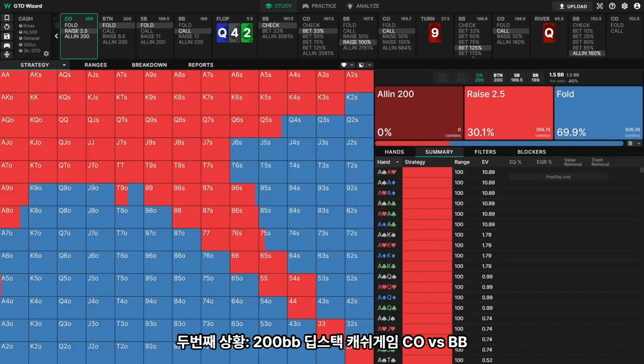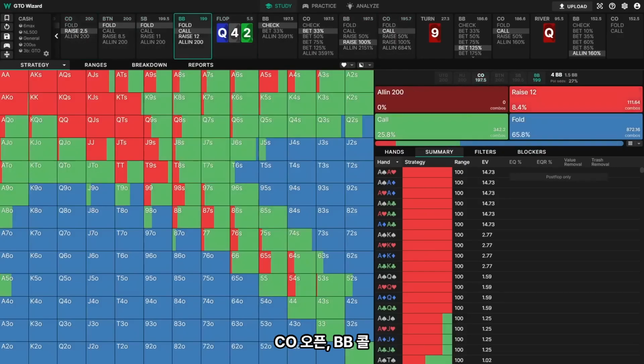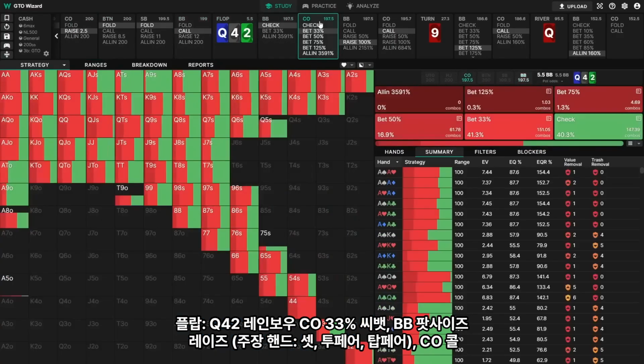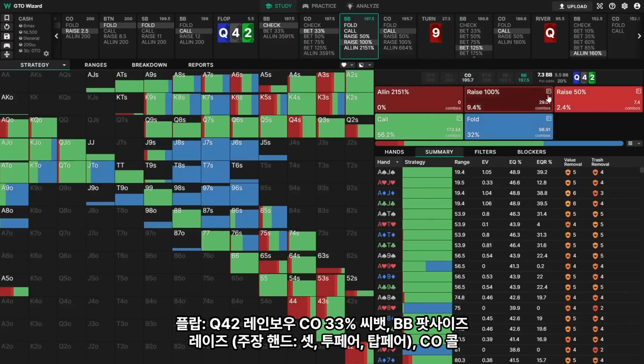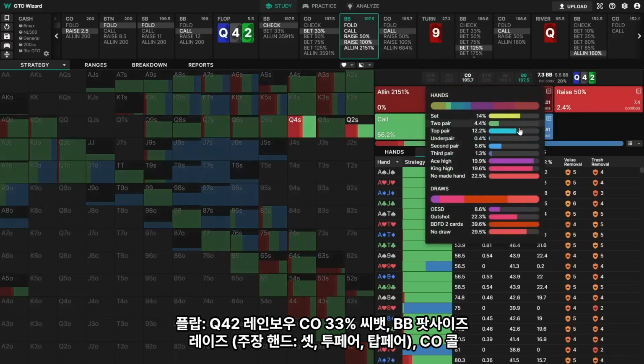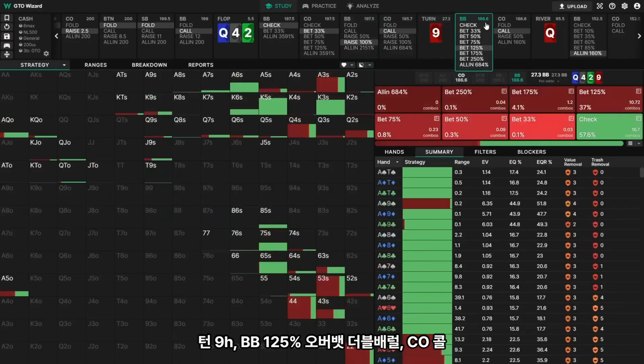All right, for this next example, we're going to take a look at a cutoff versus big blind 200 big blind deep cash game. So cutoff opens and big blind calls. We see a queen, 4, deuce rainbow flop. Cutoff c-bets third pot, and the big blind hits him with a pot-sized check-raise representing sets, two pair, and top pair. Cutoff calls.